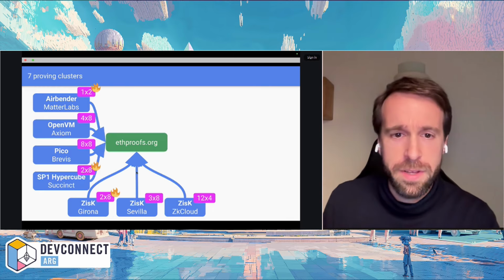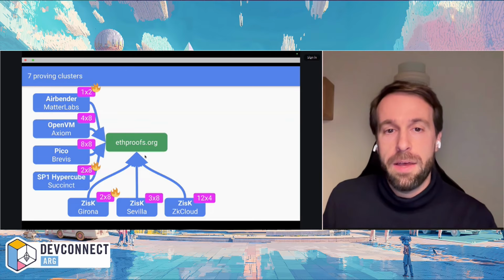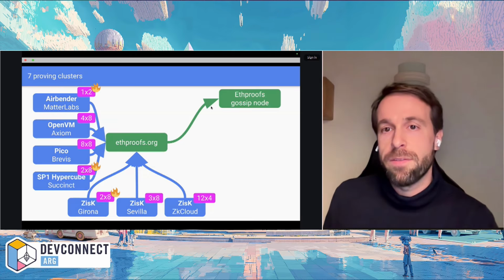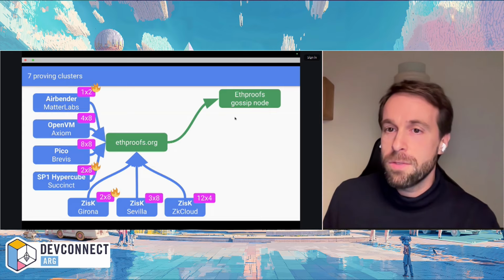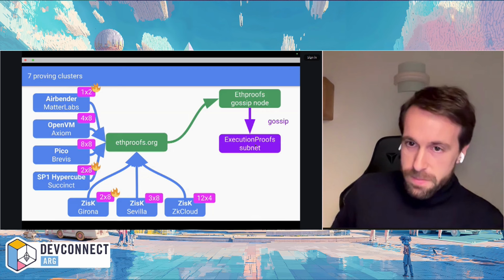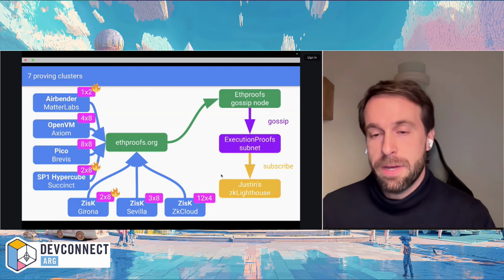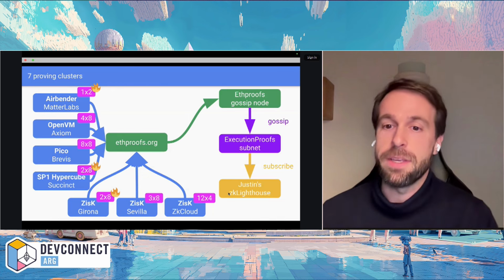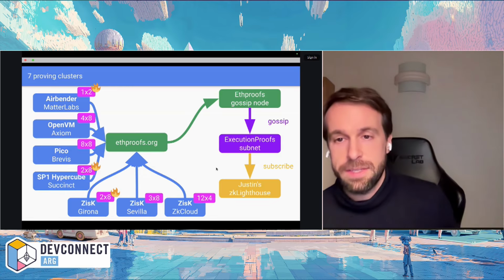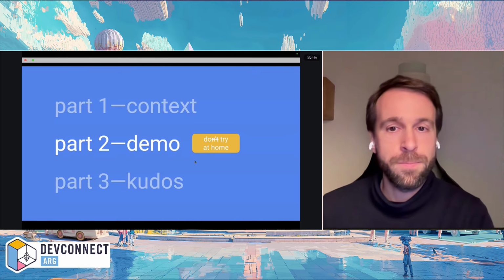So what these proving clusters are doing is that they're submitting, as quickly as possible, proofs of L1 mainnet EVM blocks onto Eth Proofs. Those proofs get forwarded to a gossiping node. The proofs then get gossiped to this new subnet in purple. And then in yellow is my home validator node running, again, a modified version of Lighthouse, using the zkEVM proofs as the source of truth.